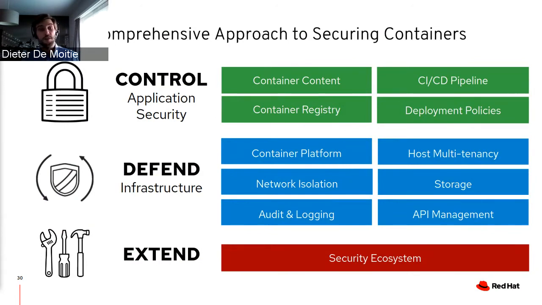And even there we have multiple topics that we can talk about. You can talk about networking, you can talk about storage, the host itself, and so on. And then the third layer is the extend layer, and with that we mean actually our ecosystem. So Red Hat has a big ecosystem of certified partners. So they have a third-party product that integrates with one of our products, and there are many partners that have a security-related product that integrates with OpenShift and that you can make use of.